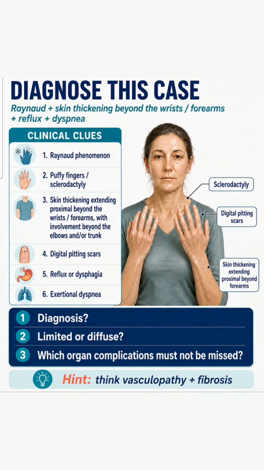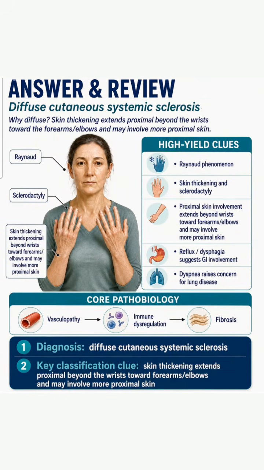So pause here. What diagnosis explains vasculopathy, skin thickening, reflux, and breathlessness? And once you make the diagnosis, is it limited or diffuse? Which organ complications must not be missed? Now, let's reveal the answer.